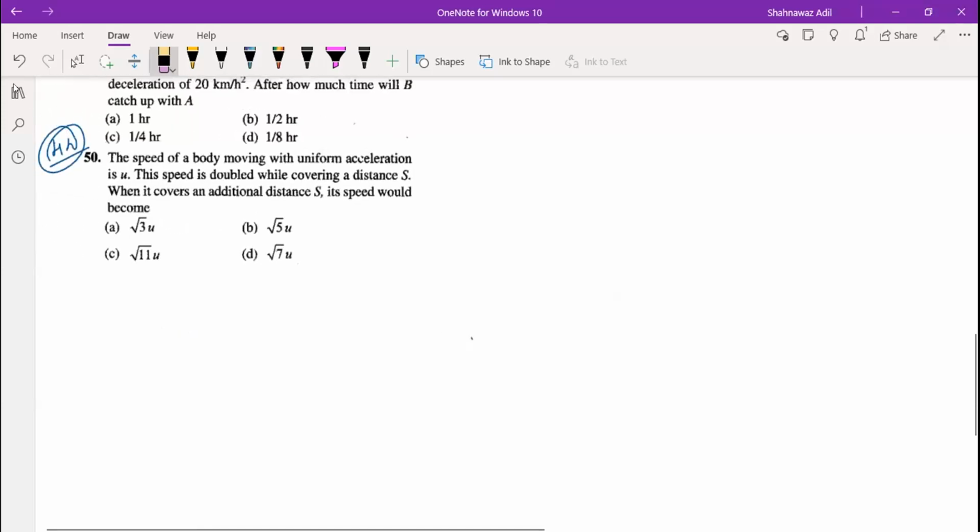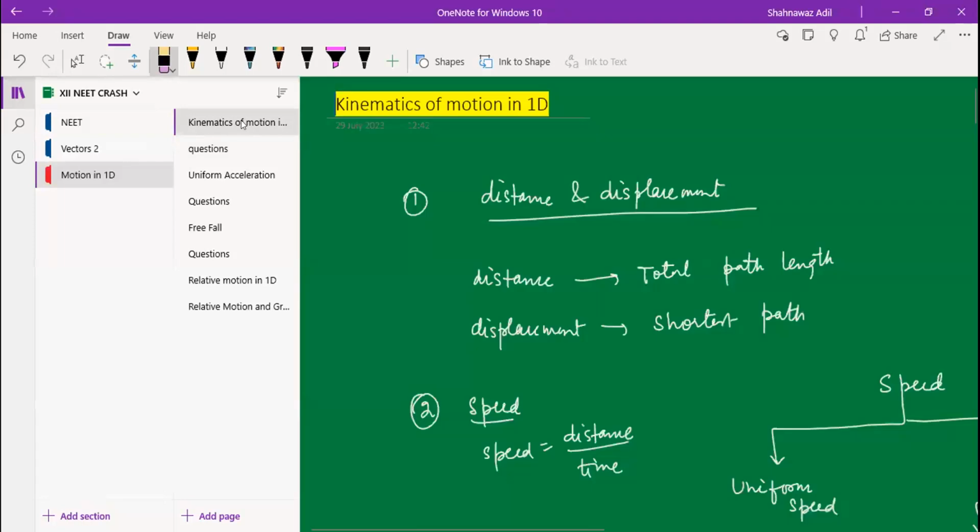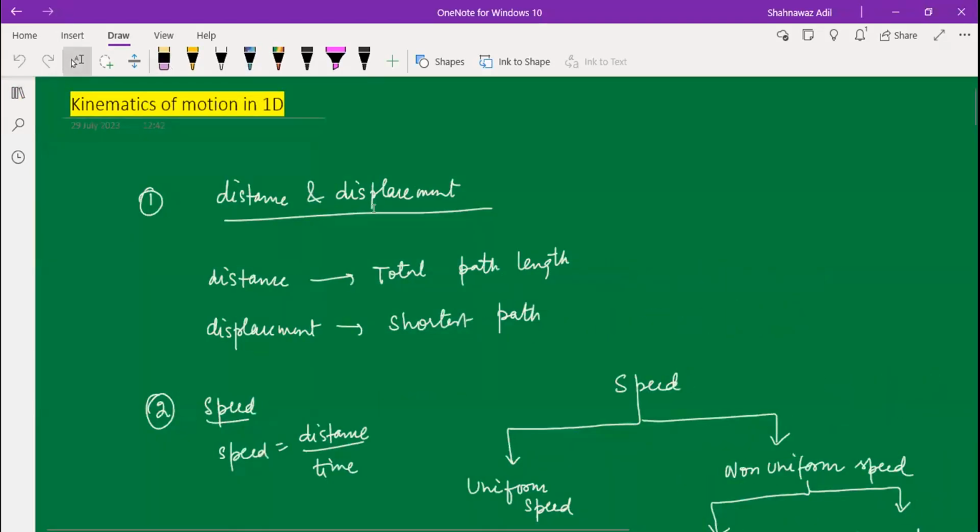What are the parameters that define the motion of the object? Acceleration, speed, distance, displacement, speed, velocity, acceleration. These are the physical quantities that define the motion, right? So the usual thing that you guys already know, I will not go into detail, but I will just give a quick glance to it, right?